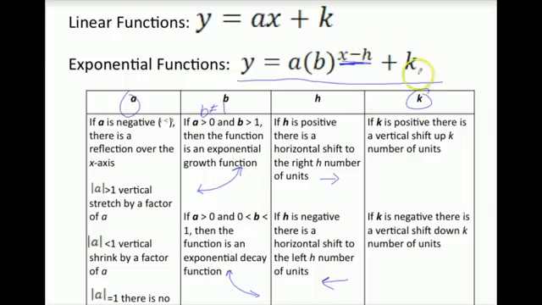Alright, k pertains to both linear and exponential. If k is positive, there's a vertical shift up k number of units. If k is negative, there's a vertical shift down k number of units. So let's take a look at that more in depth in the next problem.